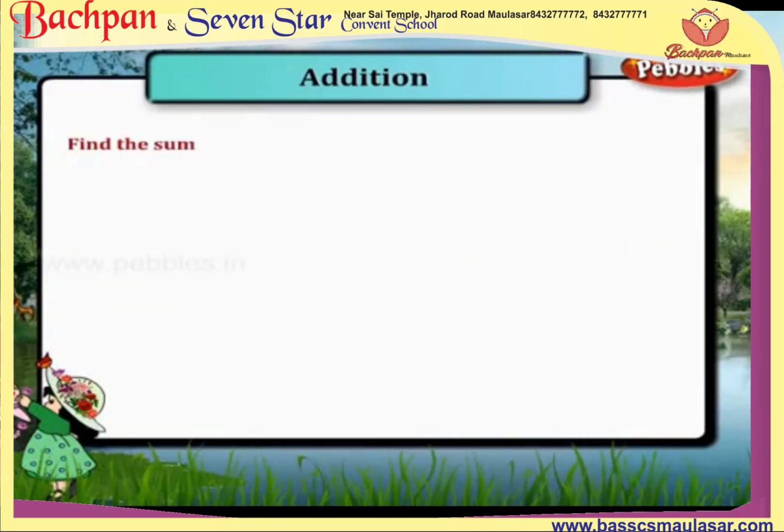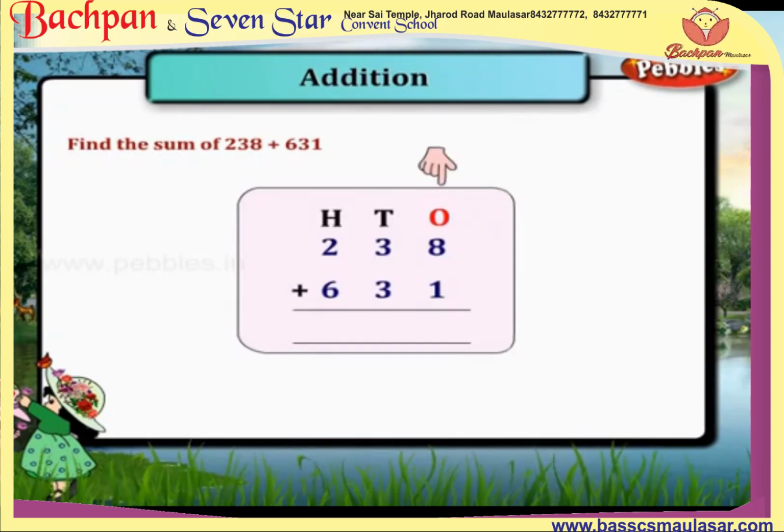Find the sum of 238 and 631. Add the ones. 1 plus 8 is equal to 9. Add the tens. 3 plus 3 is equal to 6. Add the hundreds. 2 plus 6 is equal to 8. The sum of 238 and 631 is equal to 869.